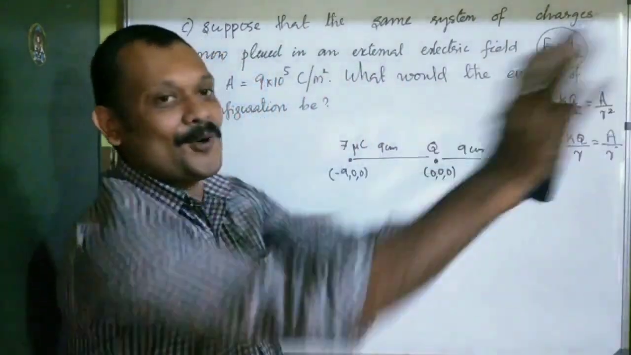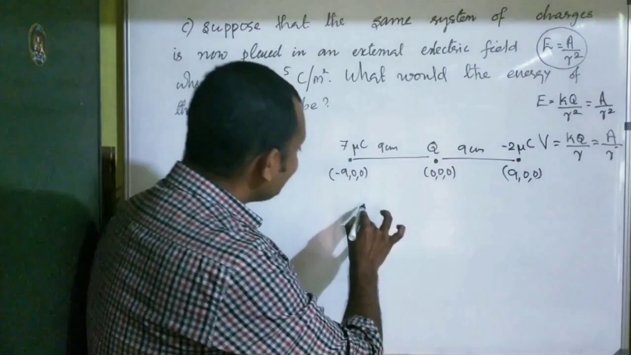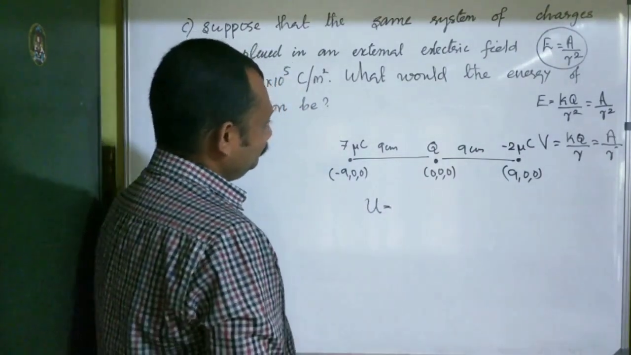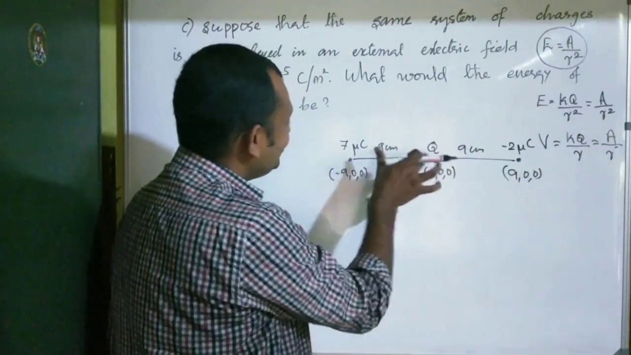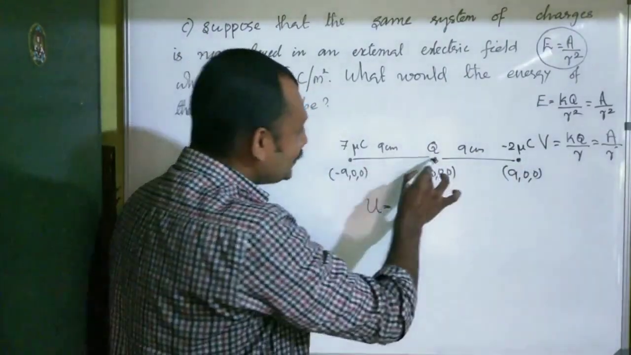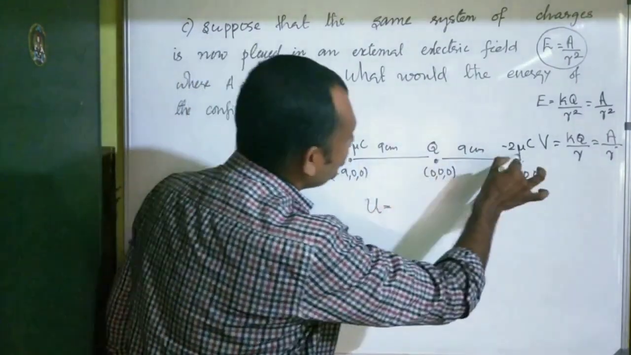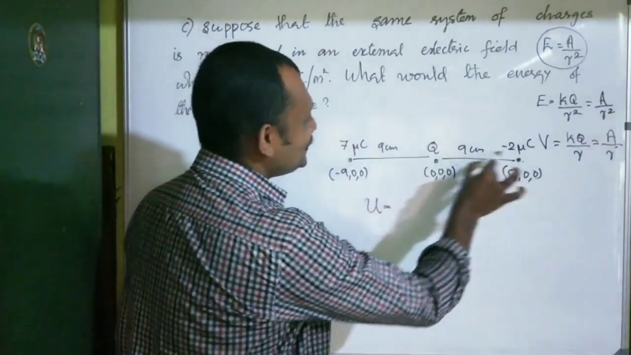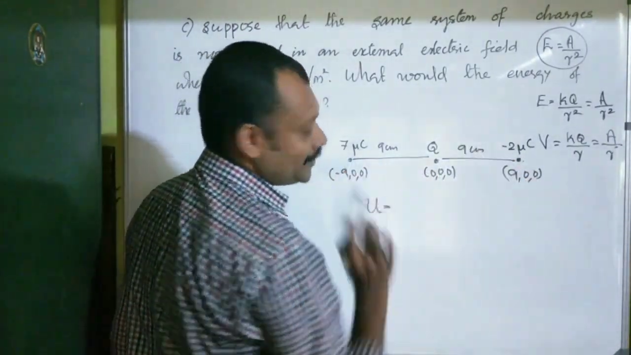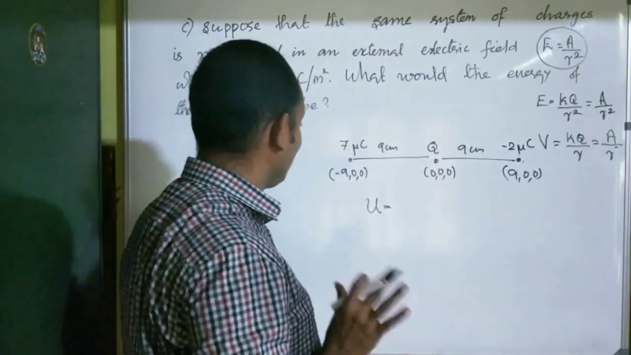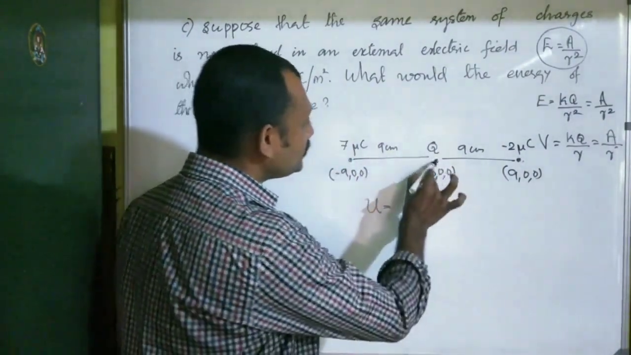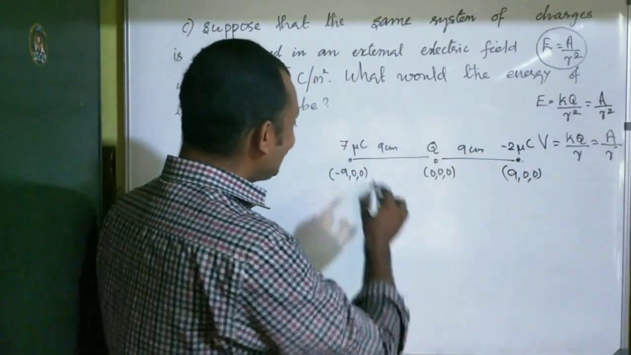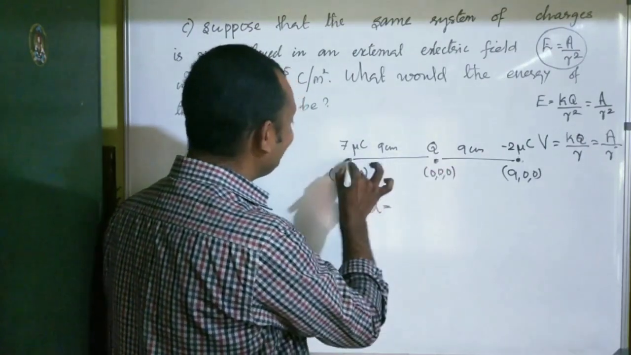Now tell me, now the problem becomes very simple. What is the mutual potential energy of the system? You can easily say, this is a two-particle system. This is another two-particle system. This is a third two-particle system. Okay, let us analyze this problem in such a way. Now come on. What is the mutual potential energy of this system?